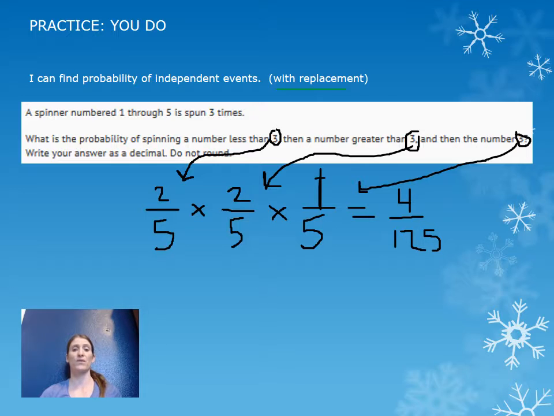Okay, so now it wants it as a decimal. So we're going to take 4 and divide by 125. And the decimal is 0.032. And that would be our answer because it wants it as a decimal. Now, if it said a percent, that would be 3.2%, which is very unlikely that it's going to happen, right? Yeah, almost impossible. Not, though, because it's still 3.2.